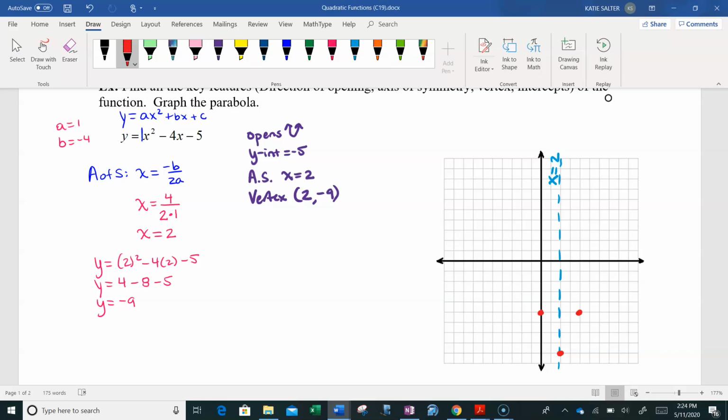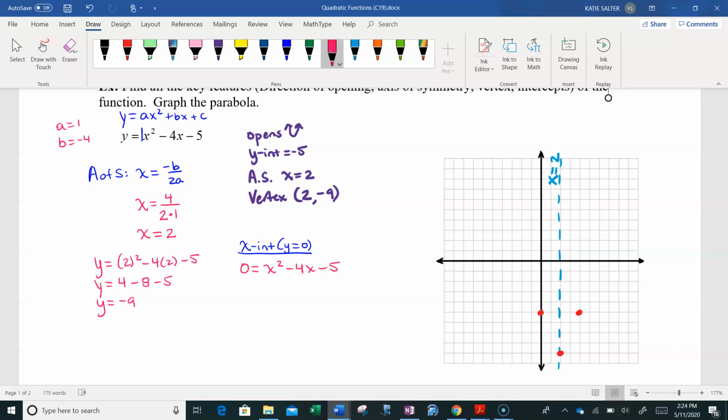Or we could find the x-intercepts. So remember, if we want to find the x-intercepts, what we need to do is let y be 0, because anytime you have an x-intercept, recall that y is 0. So all we do is we take this equation that we have, and we replace the y with 0. So it's 0 equals x squared minus 4x minus 5.